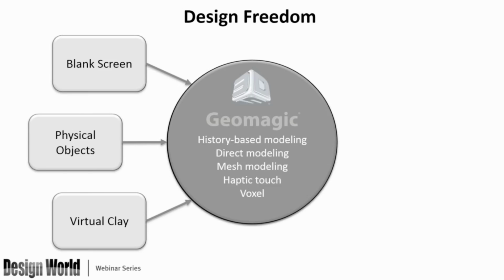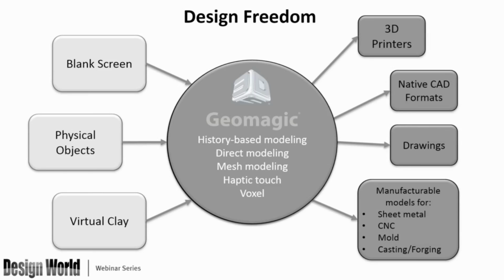Physical objects are the same as an object you download off of the internet as a pre-existing model, or something that you draw from a blank screen, or something that you could virtually sculpt with clay. And then once you have that data, it's going out to different outlets, whether it's going directly to 3D printing or going to a native CAD application for further use and inclusion into a data family. You want to make drawings for other processes, or manufacturable models for sheet metal or molding, castings, things like that.